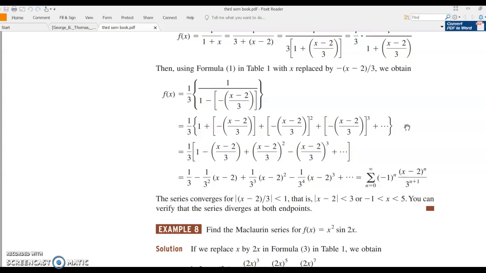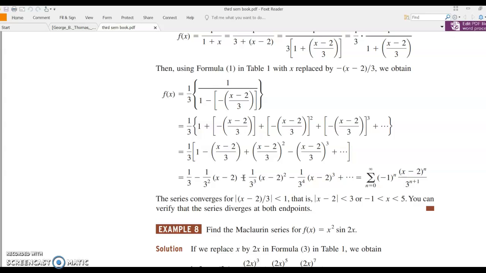Using the formula in Table 1 with ax replaced by minus of (x minus 2) divided by 3, we obtain f of x equal to 1 by 3 into 1 by 1 minus (x minus 2), and we know that 1 by 1 minus x is equal to 1 plus x plus x squared plus x cubed plus etc. So in the place of x here, we have minus of (x minus 2) by 3. So replace x by minus of (x minus 2) by 3 in the expansion of 1 by 1 minus x. So in the place of x, this is plus x squared, this term. So our expansion will be of this type.